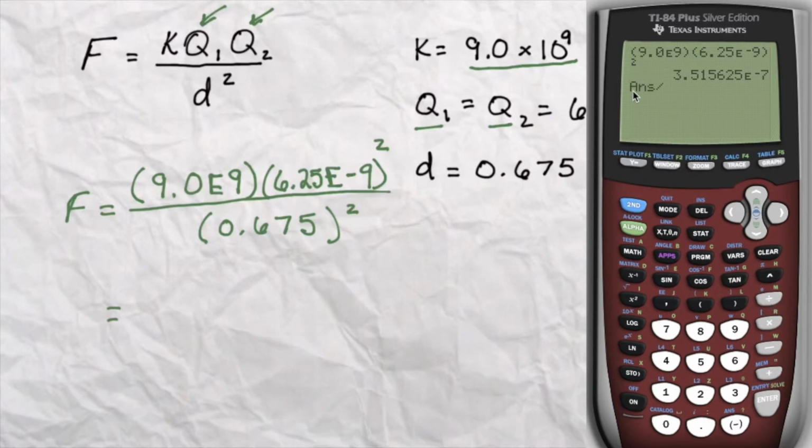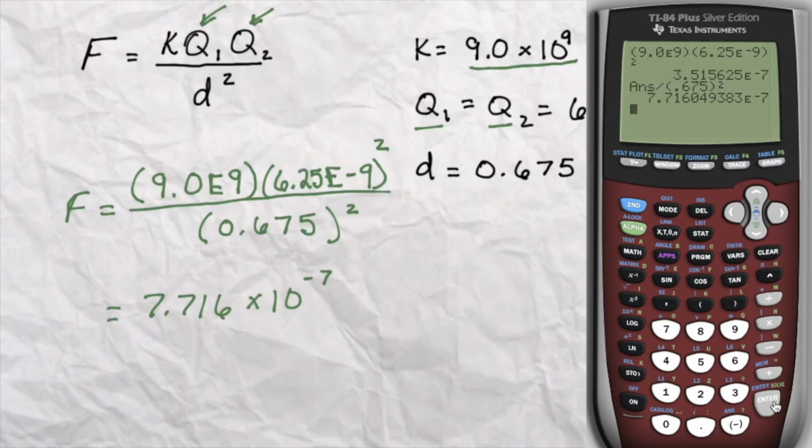You can see it pulls up our previous answer, which is the numerator, and we're going to divide it by 0.675 end parenthesis, and we'll square that. And we'll hit enter. So our final solution for F is 7.716 times 10 to the negative 7th.